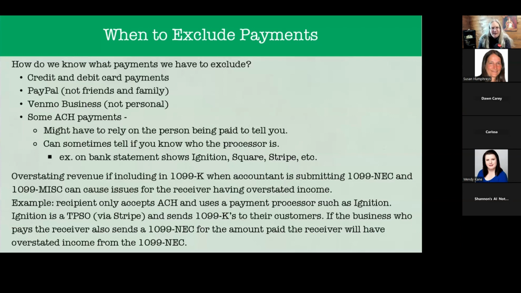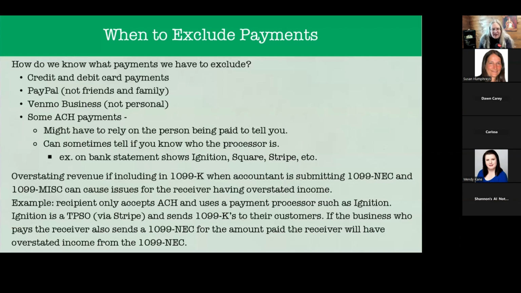Venmo business, not personal. Cash App is another one. I think, somebody can correct me if I'm wrong on this, but if Cash App is personal, it would not be included on the 1099-K, but only if there's a business Cash App. Some ACH payments might be run through payment rails where the sender puts it on their 1099-K. I use Ignition, and Ignition recipients get ACH on their 1099-K. I think Stripe does too.